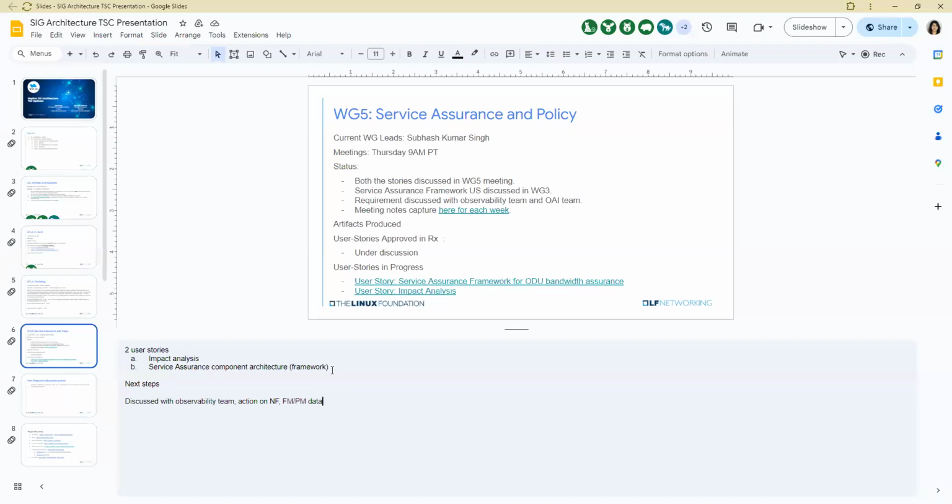Still, it is at a very high level. We are just providing what kind of KPIs we are targeting. We are trying to collect some infrastructure-related KPI parameters and also NF-related ones. Those requirements we already delivered, and the observability team is still working on the design and APIs, on how the service assurance could consume those parameters, those KPIs, from the observability. So that is still in a discussion phase.